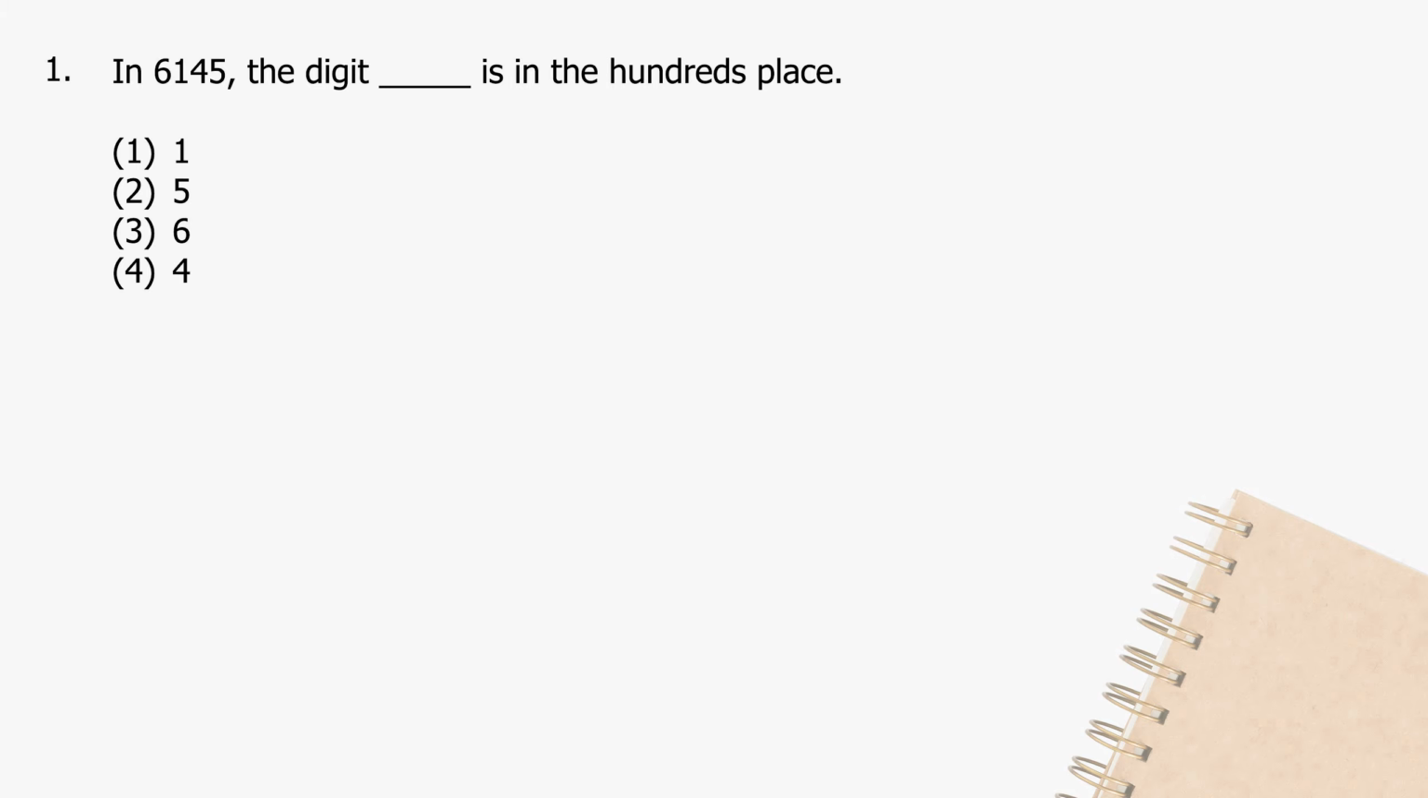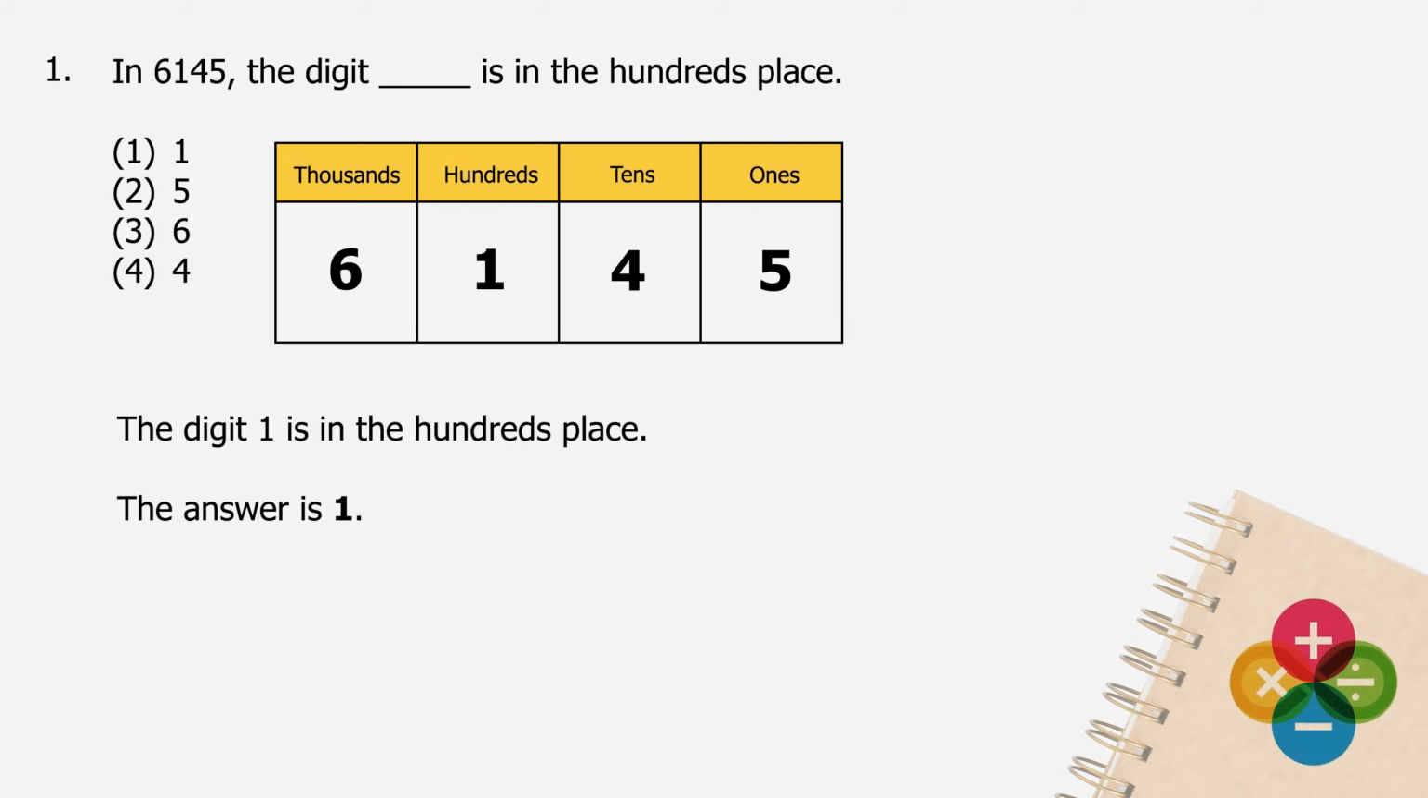Question 1. In 6145, the digit missing number is in the hundreds place. The digit 1 is in the hundreds place. The answer is 1.